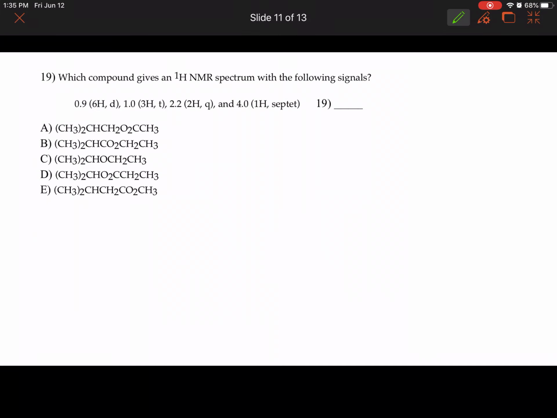Which compound gives a proton NMR spectrum with the following signals? A 6 hydrogen doublet. When it says 6 hydrogen doublet, we should have this group, CH3, CH3, and a hydrogen. And then also we should have one hydrogen septet. Do we have that? Yes, that's one hydrogen septet for this hydrogen right there. And the 6 hydrogen doublet is for the 2 methyl groups.